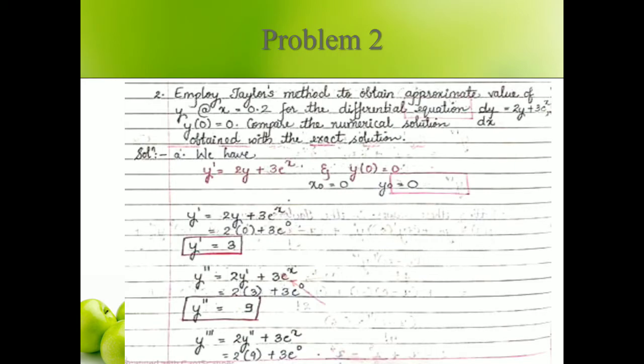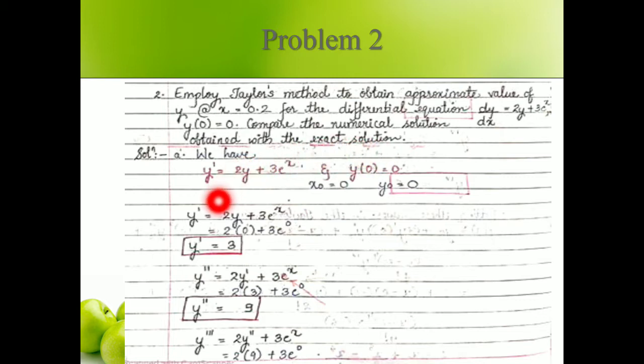Next, similarly, the second problem goes like this. Employ the Taylor method to obtain an appropriate value of y at x equal to 0.2 for the differential equation dy by dx equal to 2y plus 3 into e to the power x, y of 0 equal to 0. Compare the numerical solutions obtained with the exact solution.